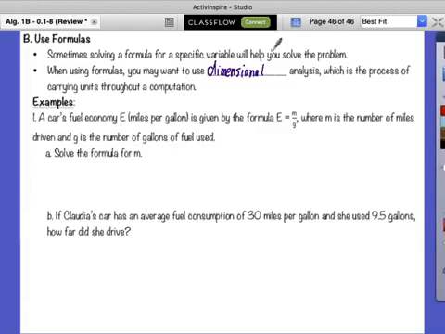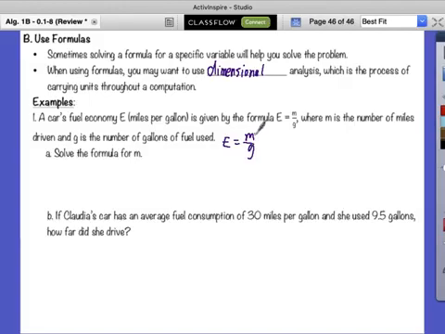So a car's fuel economy, we'll call it capital E, in miles per gallon, is the number of miles driven per gallon of gas. It is given by the formula, capital E is equal to M over G. Efficiency is equal to miles over gallons, where M is the number of miles driven, and G is the number of gallons of fuel used. So first thing, we want to solve this formula for M. So we have this formula, capital E equals M over G. Let's solve this formula for M.